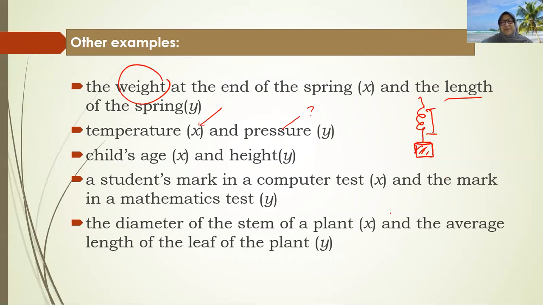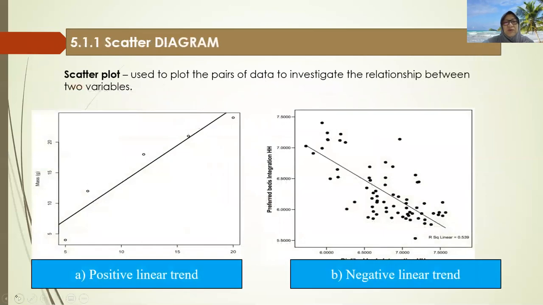Does it mean that if the stem is wider, the length of the plant leaf is also longer? So we want to see the relationship between the two variables.